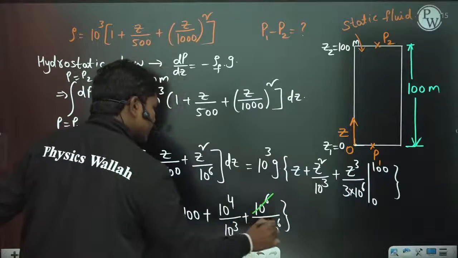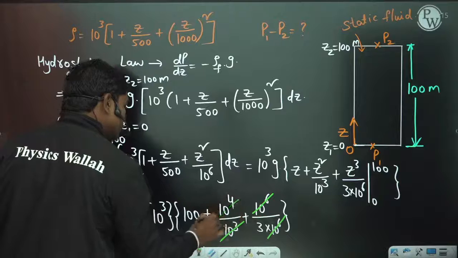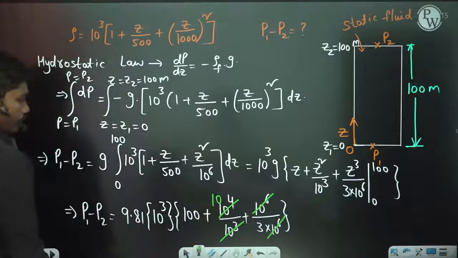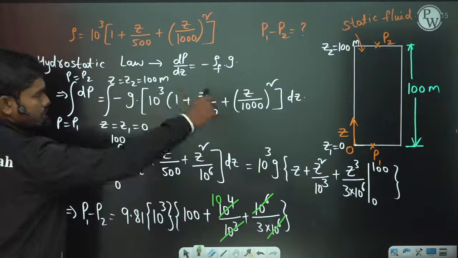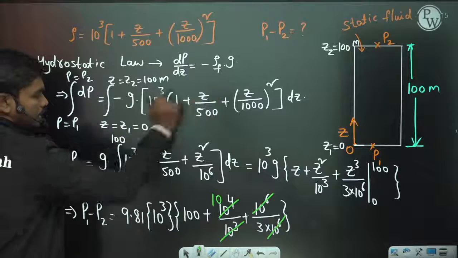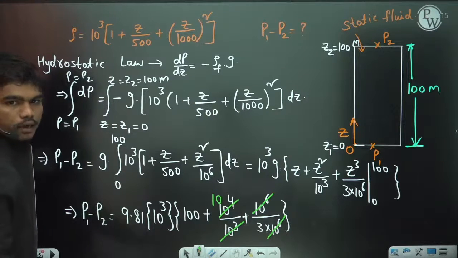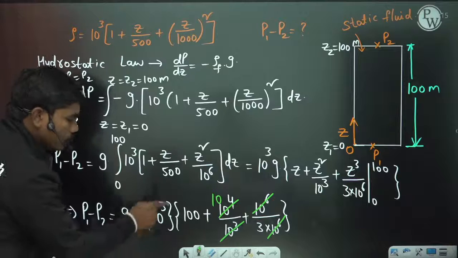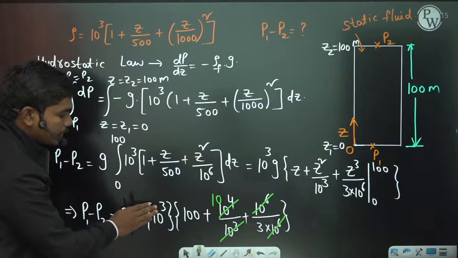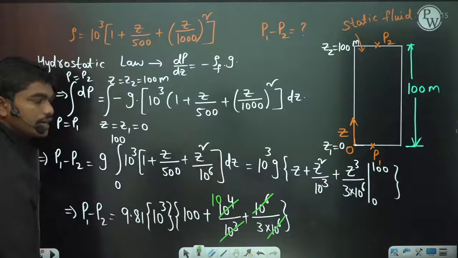Now 10 power 6 and 10 power 6 get cancelled, this gives you 110. So if you see, this value is in pascals because we have substituted g in meters per second square and z in meters. If you want it in kilopascals, you can take off this 10 cube here. If you take off this 10 cube, the answer you get is in kilopascals.